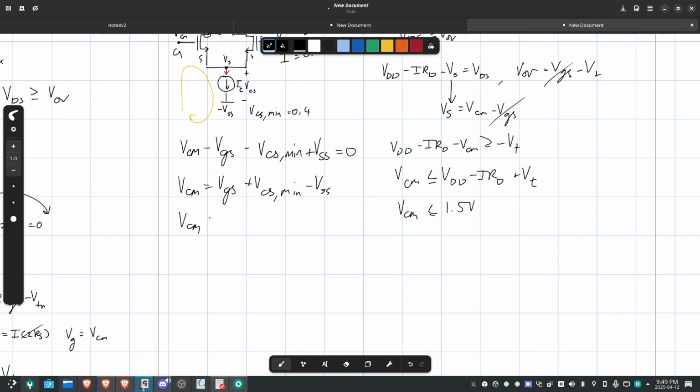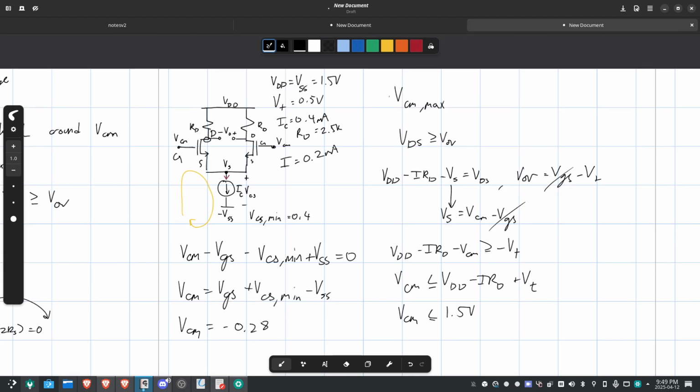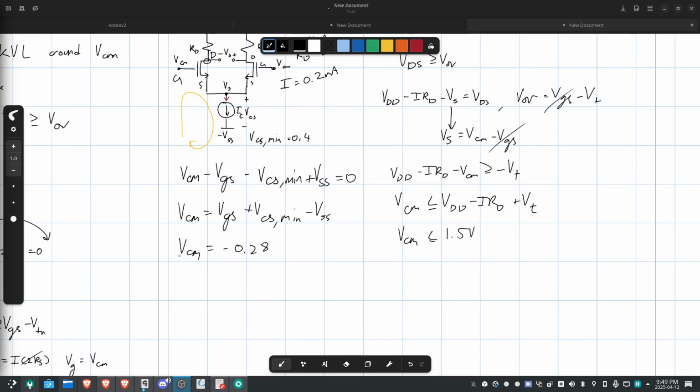Substitute in all the values. We already know them. Negative 0.28. Actually, ooh, we're not given VGS, are we? Sorry, let me just pull that up. Sorry, VGS is equal to 0.816. There you go. Now you know how to solve that.